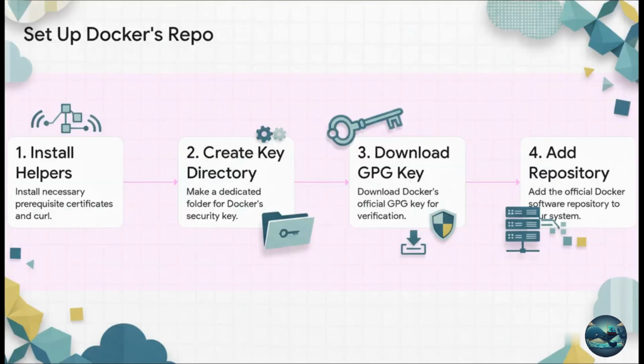Okay, now this next part looks a little intimidating, I know, but don't worry. These 4 commands are just a standard procedure to add Docker's official software repository to our system. We're just installing a couple of prerequisites, making a special directory for security keys, downloading Docker's key, and then finally telling our system where to find the official Docker packages.